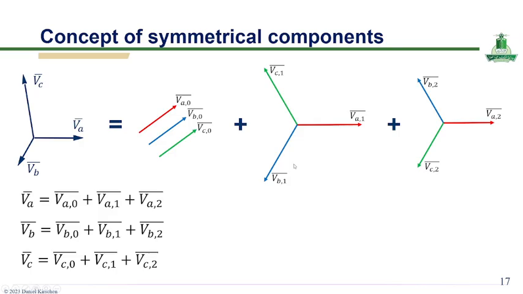So this slide builds on the concept of symmetrical components by presenting the mathematical representation of how an unbalanced three-phase system can be decomposed into the three components. Each phase voltage VA, VB, and VC can be expressed as the summation of three components: the zero sequence, positive sequence, and negative sequence voltages, as you can see in these three figures.